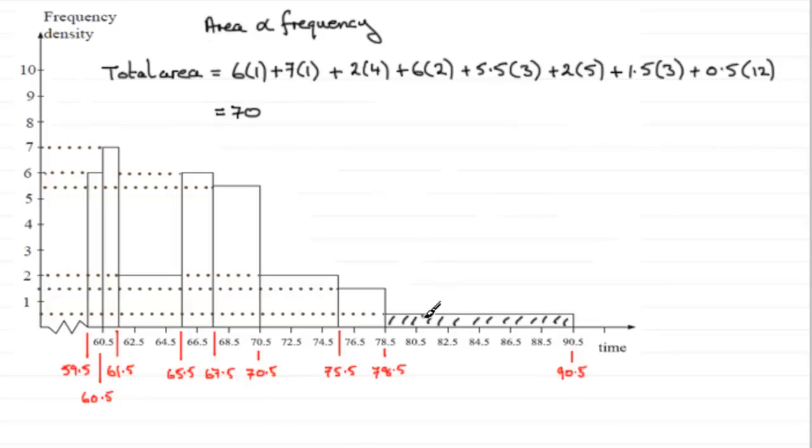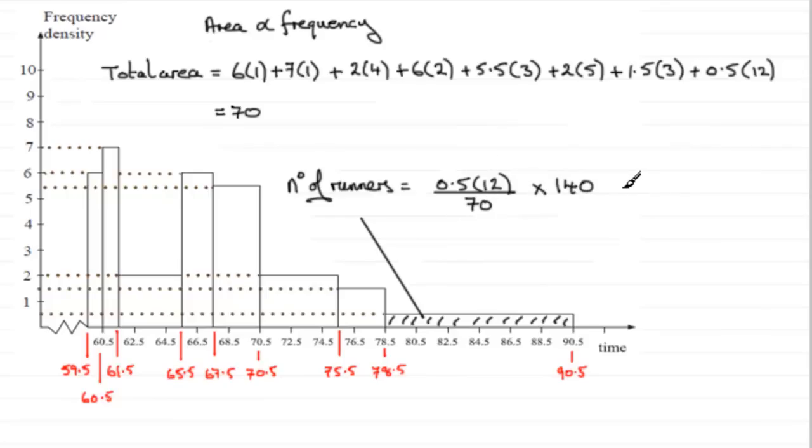So when it comes to working out the number of runners in this region here, let's first of all just write an intro here. The number of runners is going to be this area, which is 0.5 times 12, which is 6, divided by the total area, which was 70 units, and we want to know what fraction this is of the total number of runners, 140. If you work this out, you get that it comes to 12. Alright?